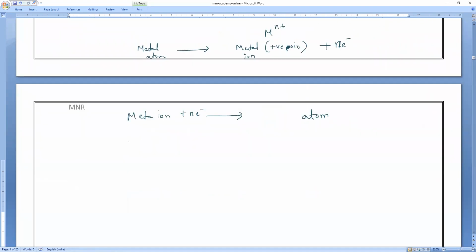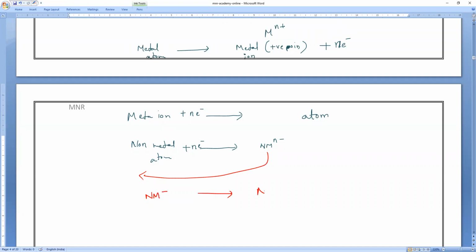Reverse. Next, a non-metal atom converting into ion. How, guys? By gain of electrons or loss of electrons? By gain of electrons. That is addition on the reactant side. Understanding? Now this non-metal ion converting into atom, how will it be? By loss of electrons or by gain of electrons?